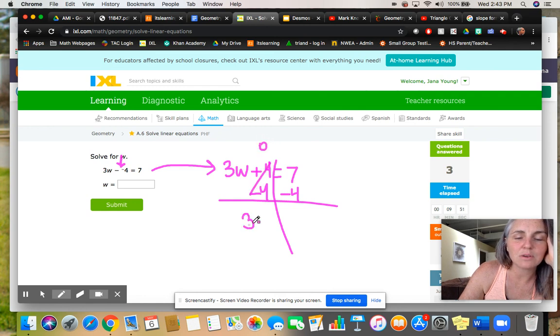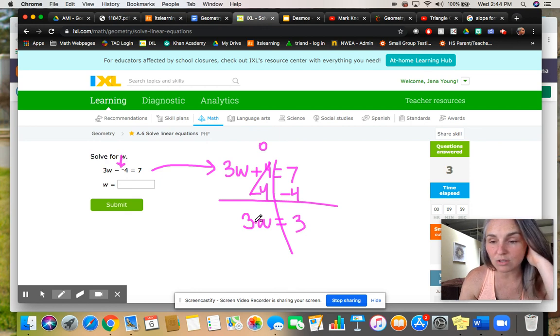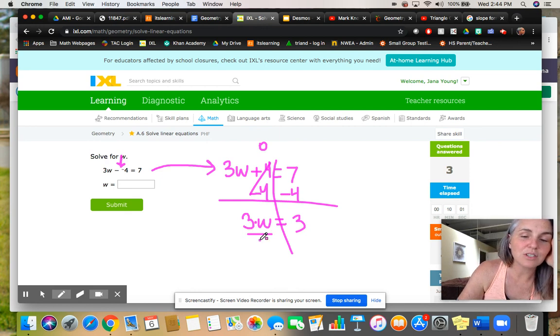So that leaves me with 3w on the left side. 7 minus 4 is positive 3. Then undo multiplication, 3 times w, by division, just like you undo division and multiplication, because they're inverses. And I'm left with w, or 1w, because 3 divided by 3 is 1, is equal to 3 divided by 3, which is 1.